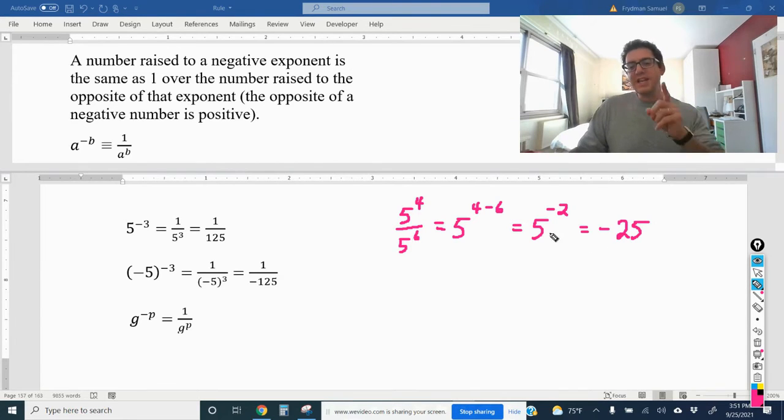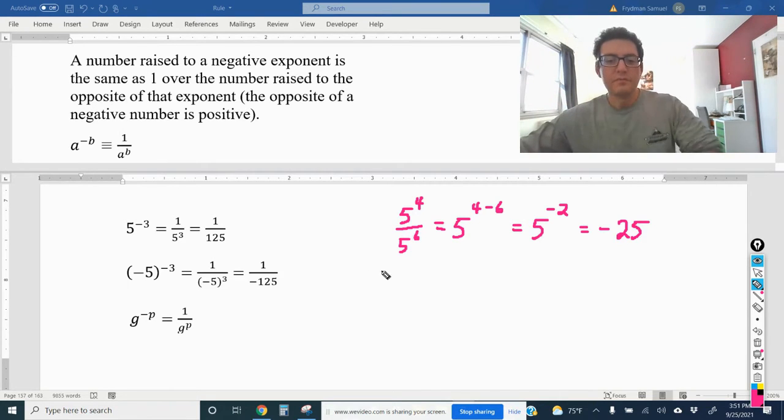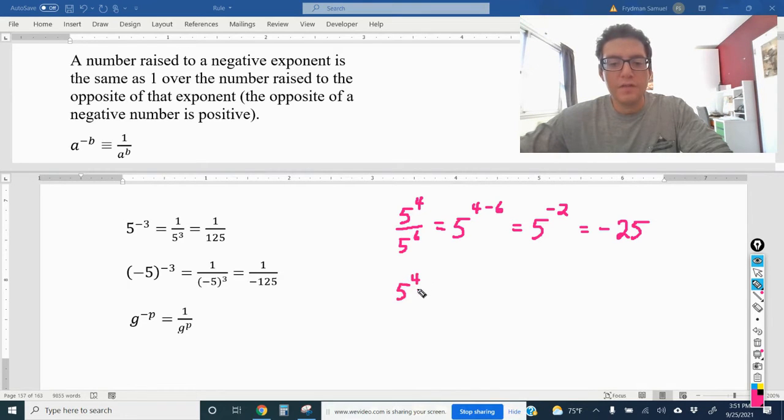But we're going to see that if we defined it this way, we would reach an inconsistency. So let's take this expression and evaluate it another way. 5 to the 4th power divided by 5 to the 6th power. Let's evaluate that by just writing all the 5s out.